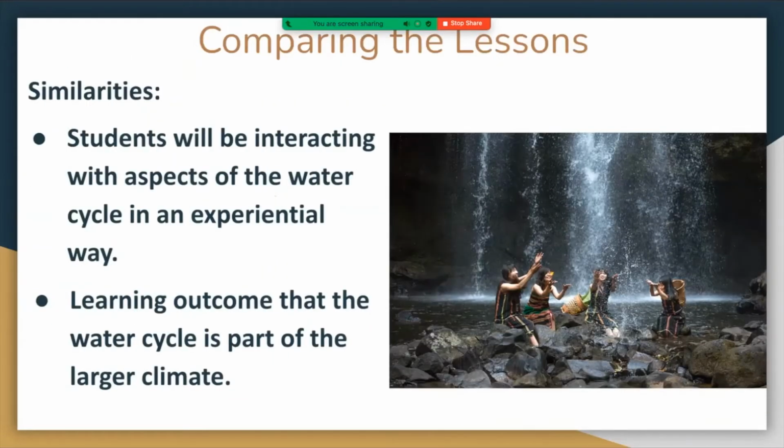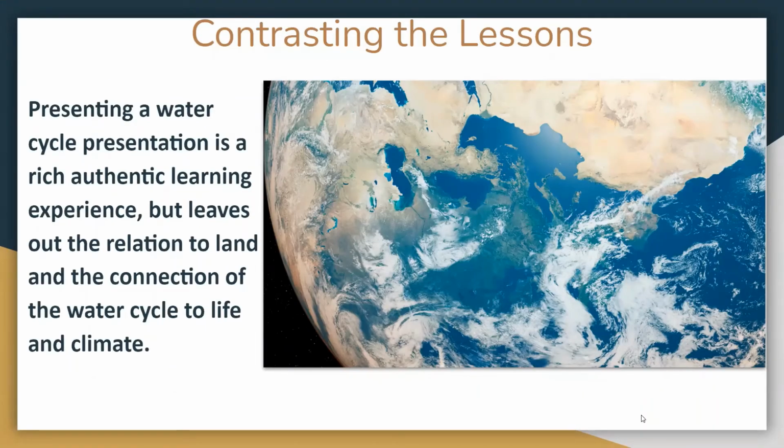Similarities between democratic citizenship education and authentic education will be that students will be interacting with aspects of the water cycle in an experiential way, and that the learning outcome is the water cycle is part of the larger climate. While both are great ways to engage students and teach them about the water cycle, the authentic education lesson plan isolates the water cycle from the land it occurs on, and observing the water cycle in a bag does not connect it to how vital it is for life and how it relates to climate.